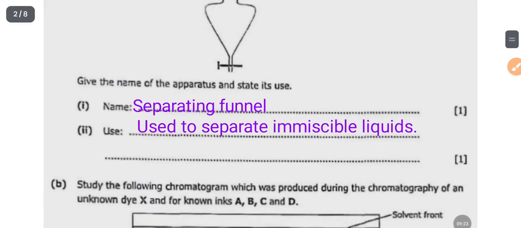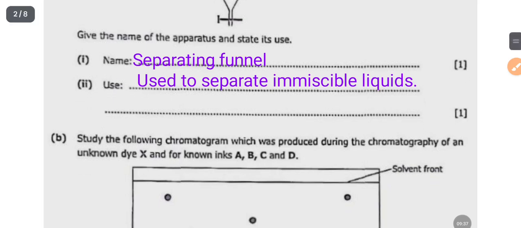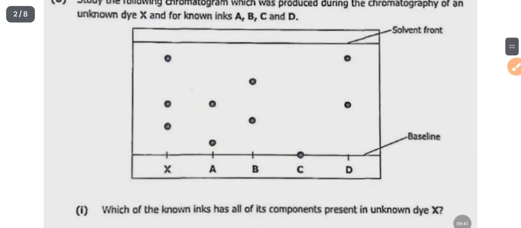Alright. Question B. Study the following chromatogram which was produced during the chromatography of an unknown dye X and four known inks A, B, C, and D. Alright. Question 1. Which of the known inks has all of its components present in unknown dye X?